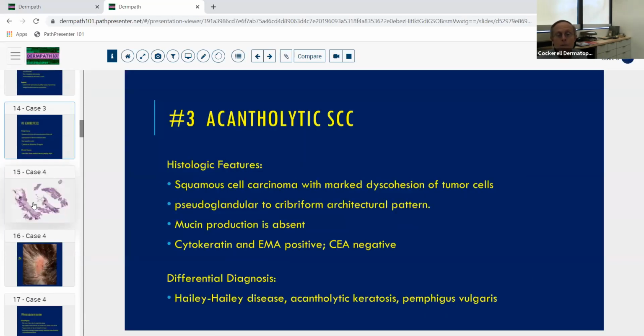Acantholytic squamous cells, sometimes, especially if they're deeper, tend to be a little bit more aggressive. So you might want to think about sending a case like this over to Mohs or something like that when you're dealing with an acantholytic squamous cell carcinoma.